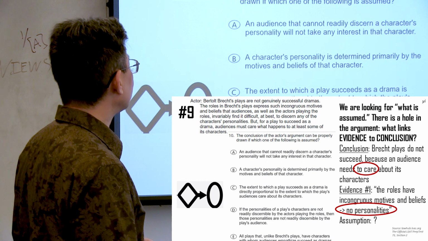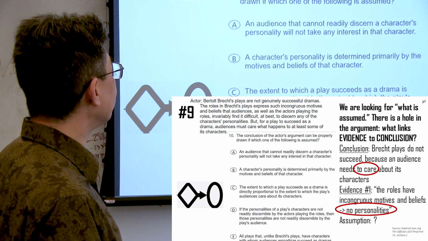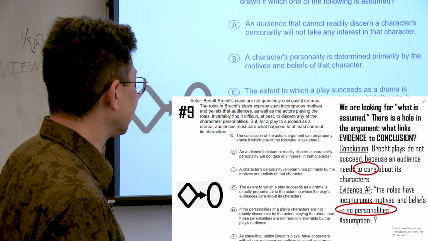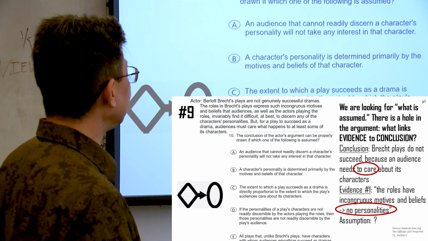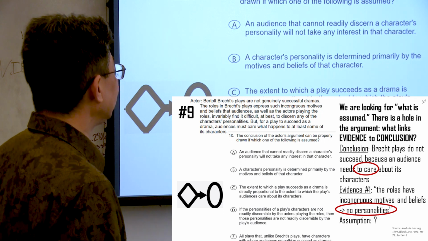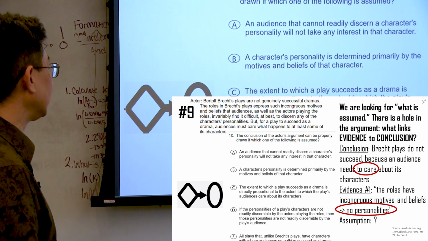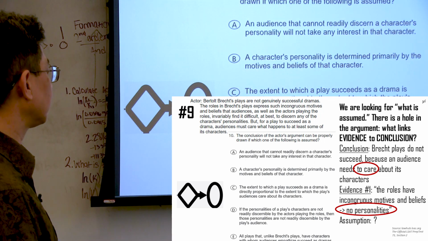B, a character's personality is determined primarily by the motives and beliefs of that character. That's not really helpful. It talks about personality, but it talks about how personality is defined by motives and beliefs. That's not really helping us.